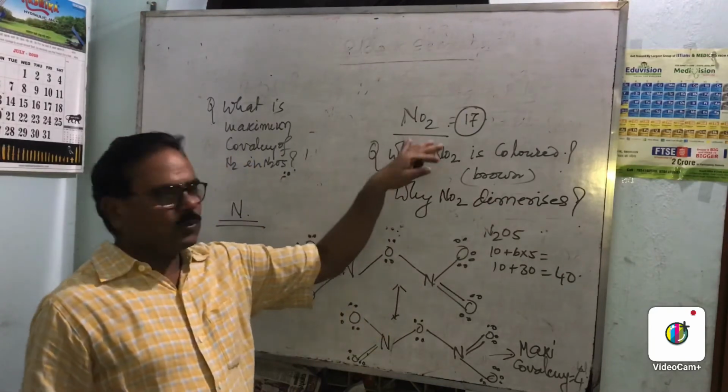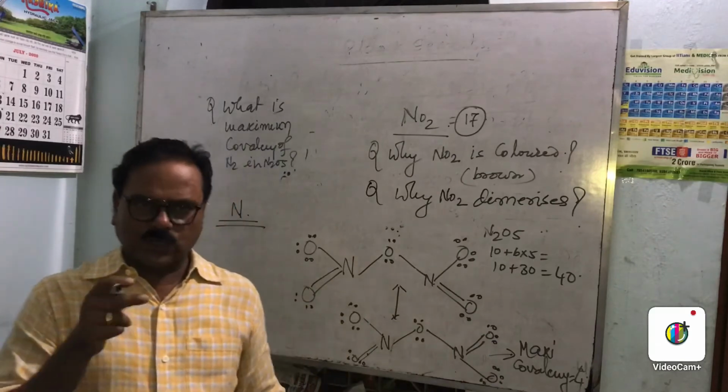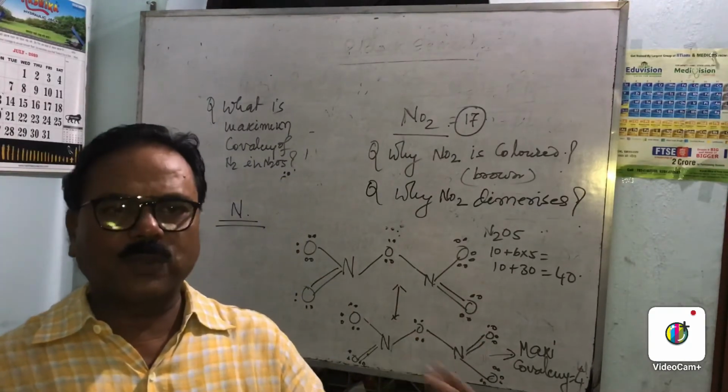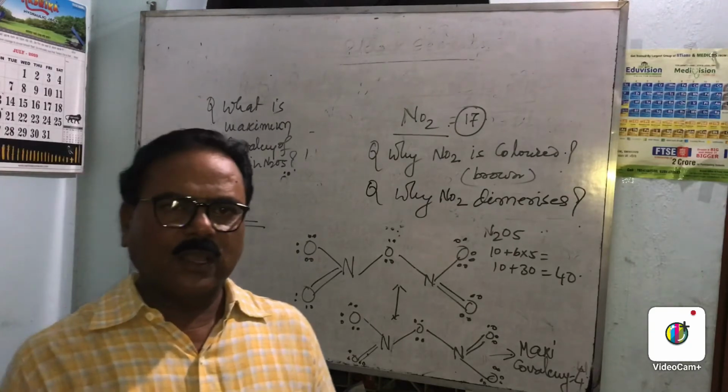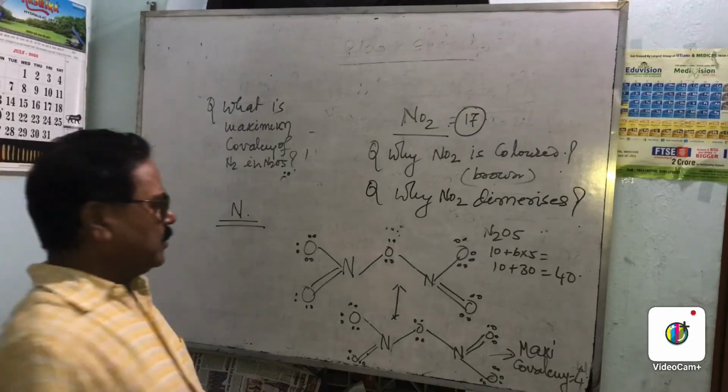यदि ये दो NO2 यूनिट जुड़ेंगे तो वह डाइमर बनेगा. Di means two, mer means unit, and dimerization is the process in which the monomers combine to give two units, that is called the dimer.